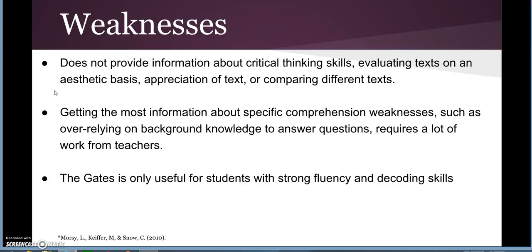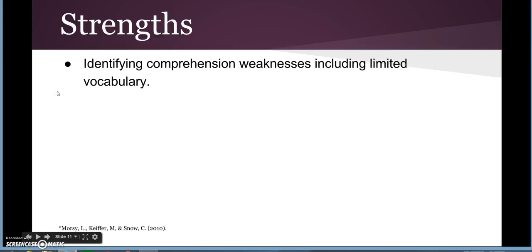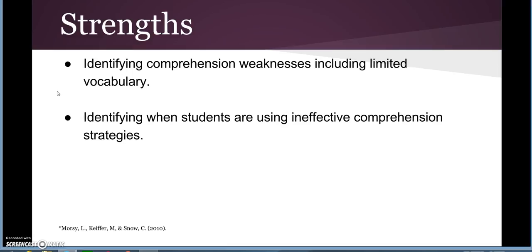The GMRT is only useful for students with strong fluency and decoding skills, so it's going to be very difficult for students that are really below grade level in reading to understand and make sense of the text. And then as a teacher, you're not really going to know what the problem is. Are they just low readers, or are they not comprehending the text because it has such a strong fluency component to it? Some strengths are being able to identify comprehension weaknesses, including limited vocabulary, and identifying when students are using ineffective comprehension strategies.